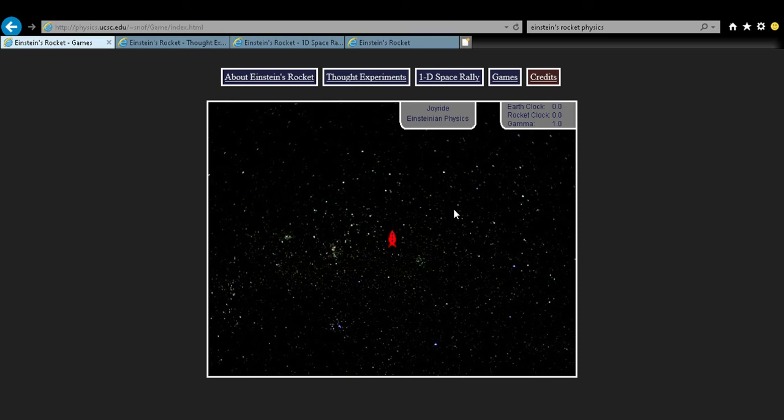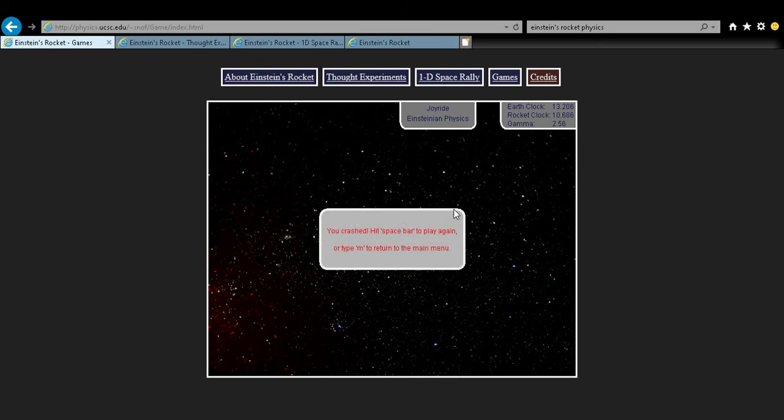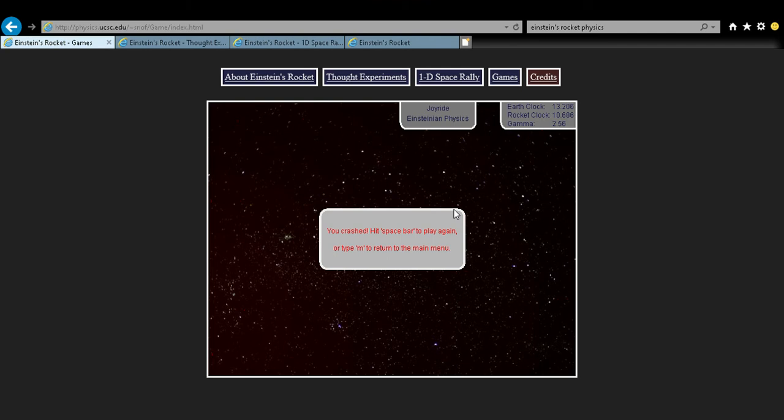Okay, to show an example here, here's under Einstein physics. It doesn't really give you a lot of space to accelerate too much. But the faster you can go, the higher the gamma, the bigger the time dilation. Okay, so I think that covers this portion here.